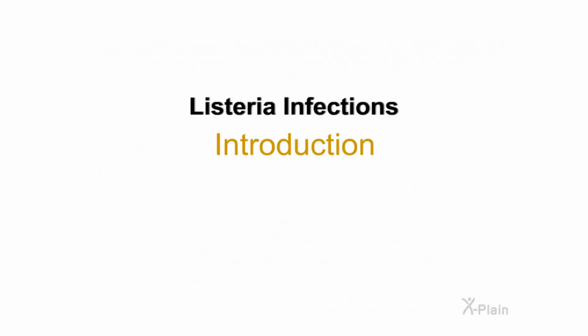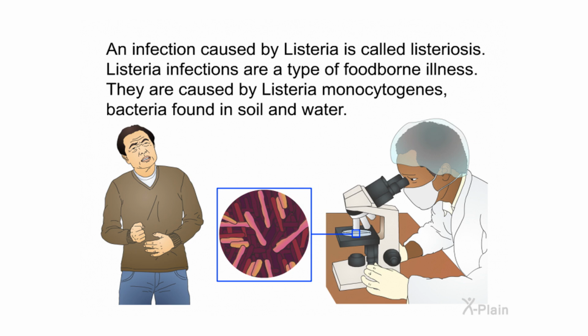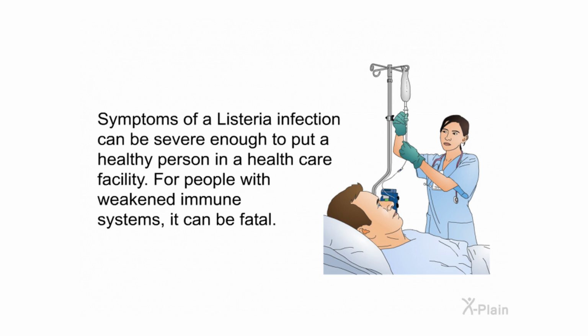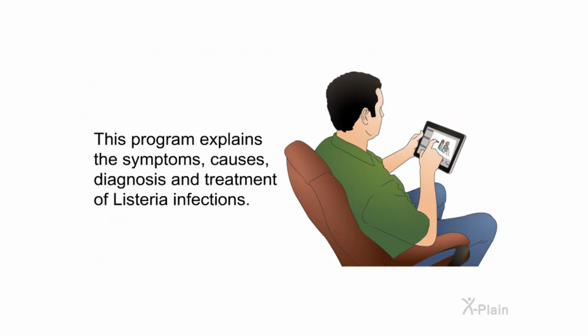Listeria Infections. Introduction. An infection caused by listeria is called listeriosis. Listeria infections are a type of food-borne illness. They are caused by Listeria monocytogenes, bacteria found in soil and water. Symptoms of a listeria infection can be severe enough to put a healthy person in a healthcare facility. For people with weakened immune systems, it can be fatal. This program explains the symptoms, causes, diagnosis, and treatment of listeria infections.